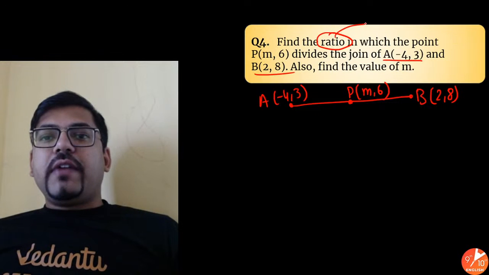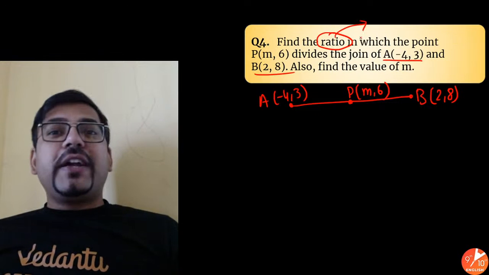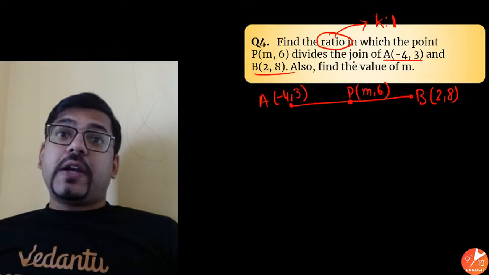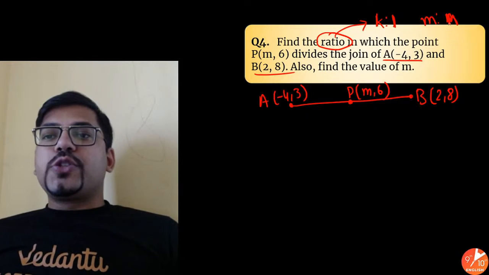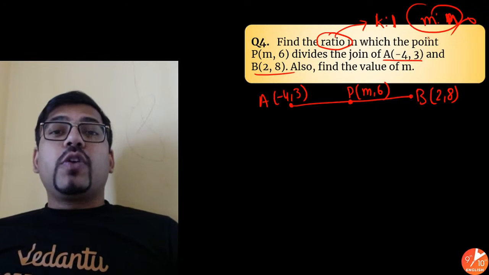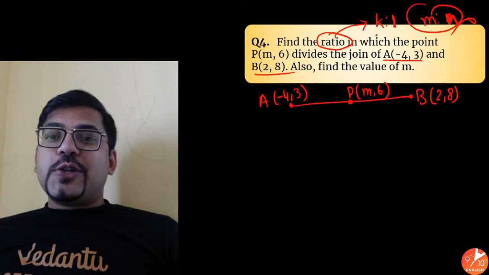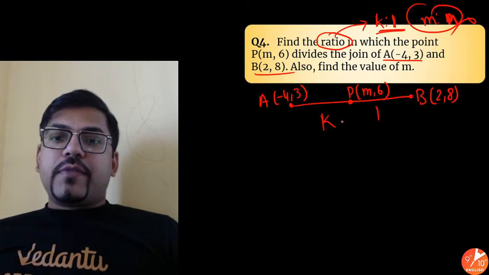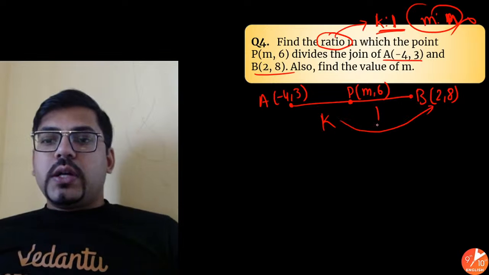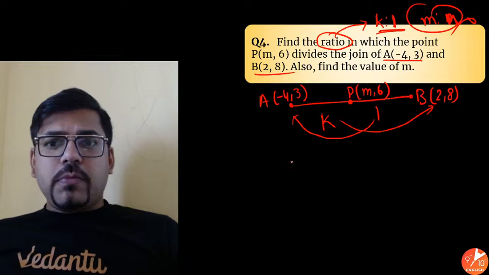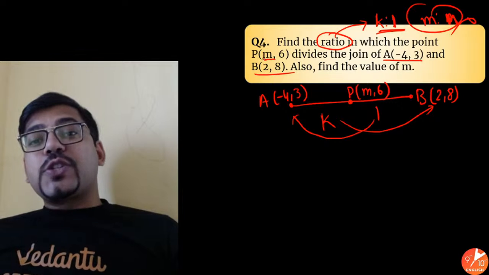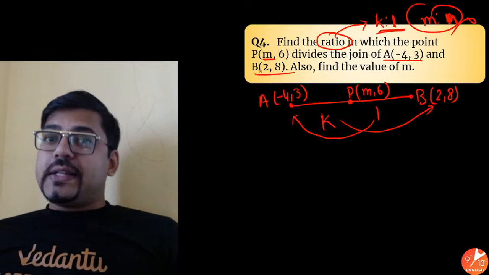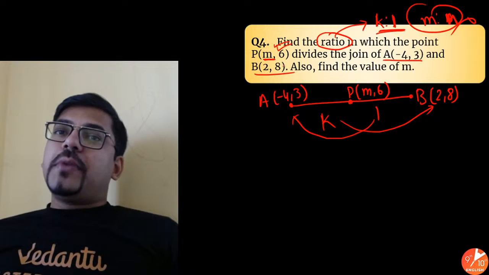Whenever the question says that you have to find the ratio, always assume the unknown ratio as k:1. Don't assume it as m:n or anything else. That will make your work really clumsy. So just assume k:1. Now what do you have to do? (m x2 plus n x1) divided by (m plus n). That is the formula we have learned. But this time I'm not interested in applying the formula for the x coordinate because x is unknown to us. So I am interested in applying the formula to the y coordinate.